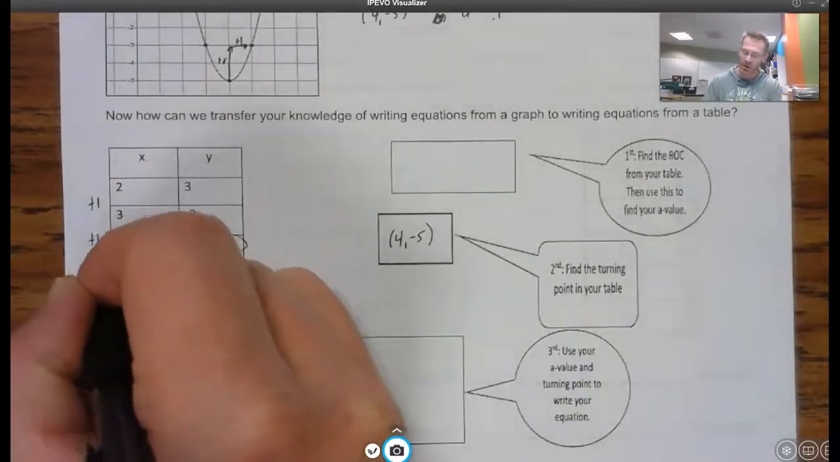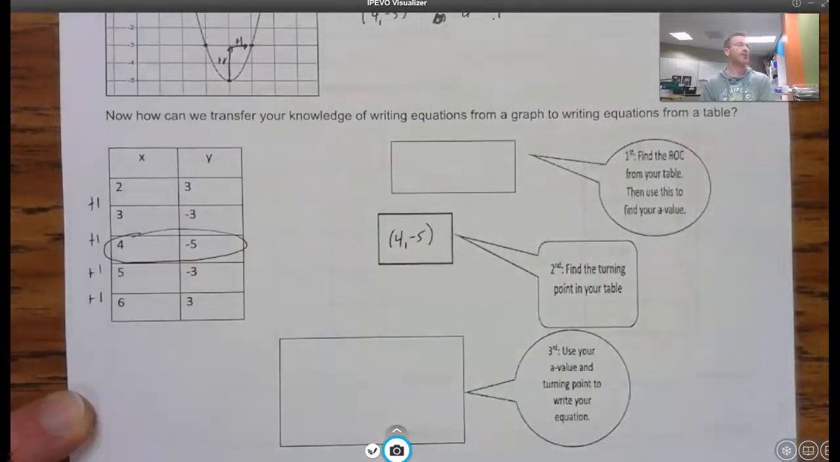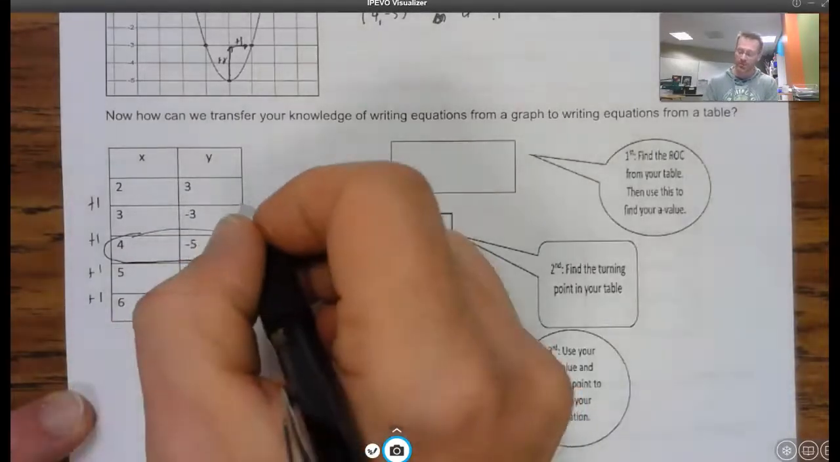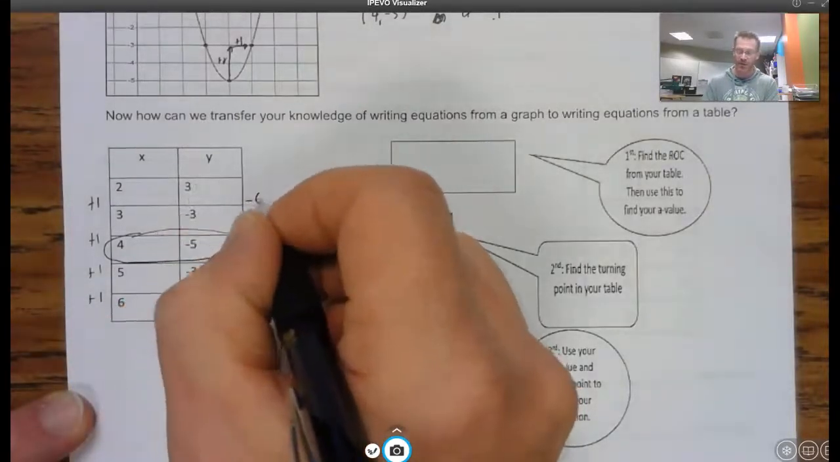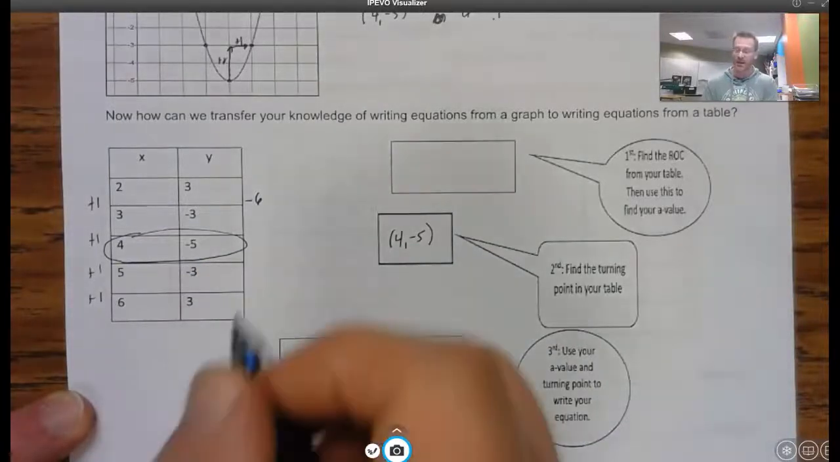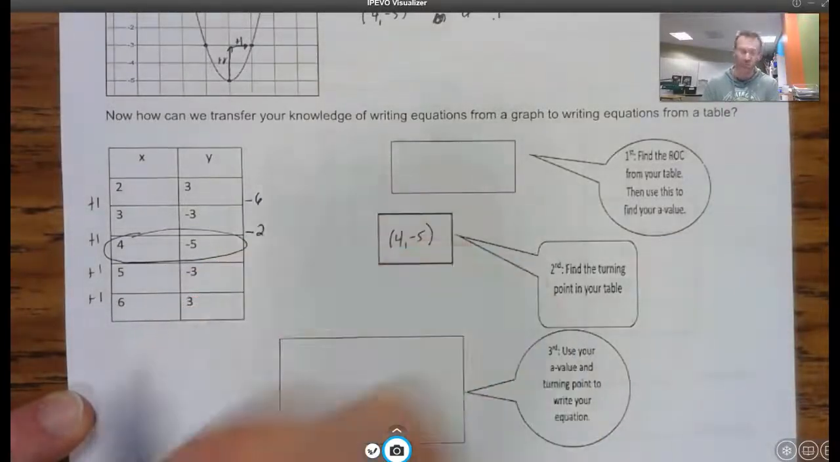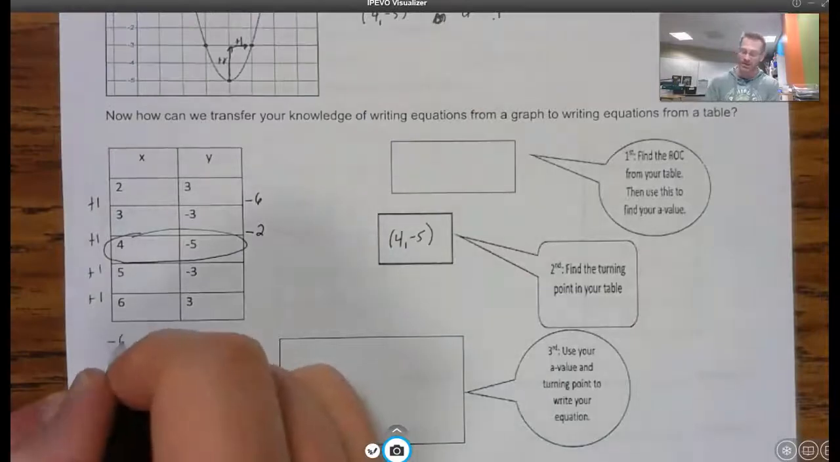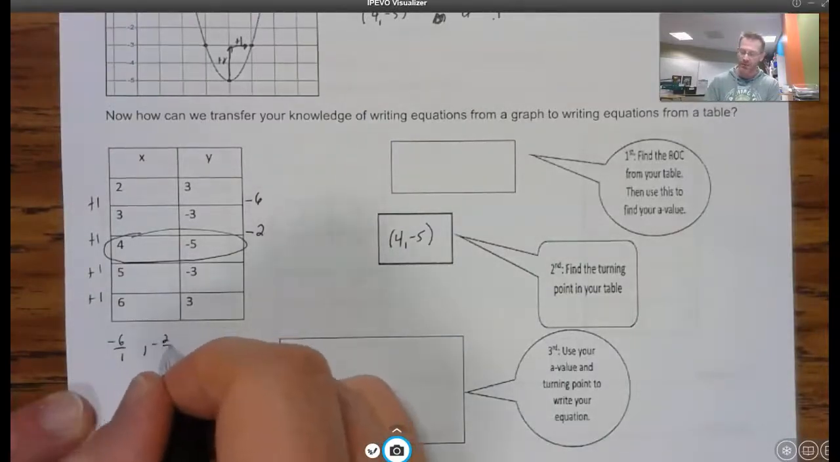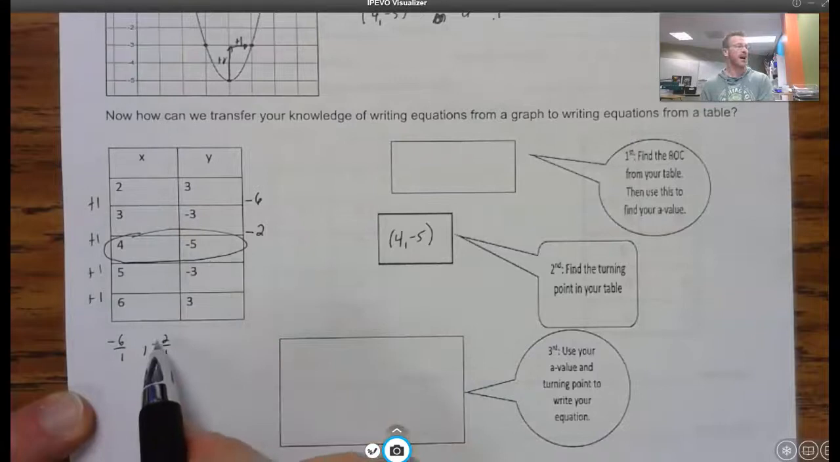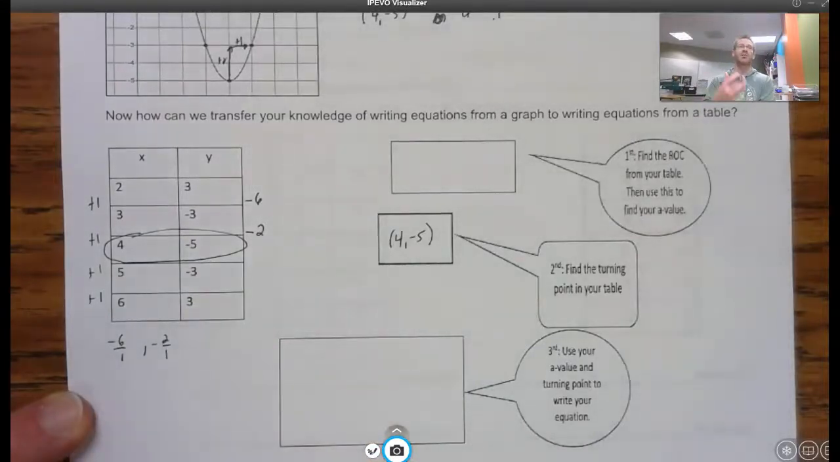Now, let's do our rates of change like we've done before. Notice all of our x values go up by 1. Now, 3 to -3, I go down 6. -3 to -5, I go down 2. So what I see right away is I have -6 to 1 and then -2 to 1. So I have a turning point and a non-constant rate of change. That tells me it's quadratic.